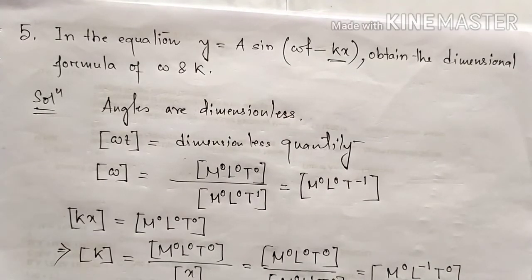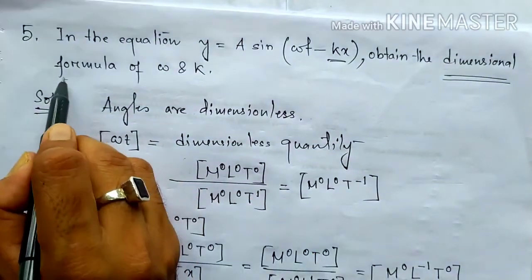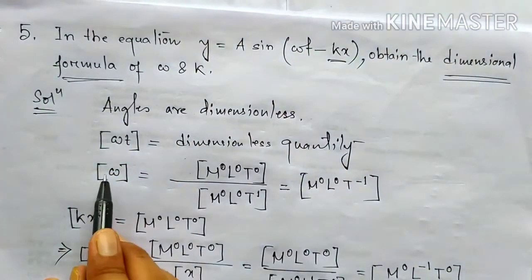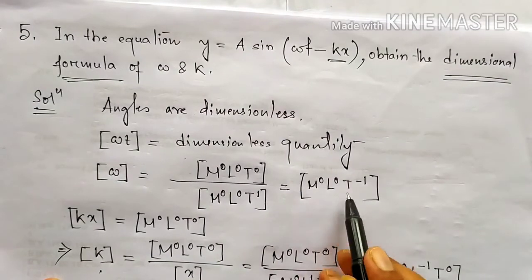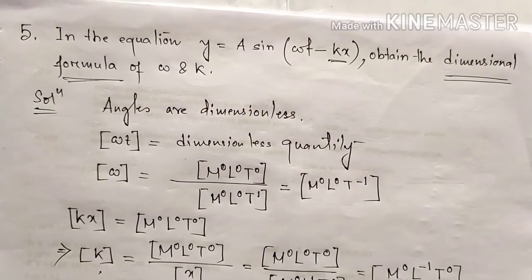So this is the dimension of k, because I have to find the dimensional formula of omega and k. So the dimensional formula of omega is M to the power 0, L to the power 0, T to the power minus 1, and the dimensional formula of k is M to the power 0, L to the power minus 1, T to the power 0. So I hope you have understood this problem as well.